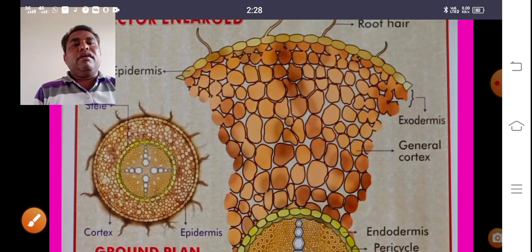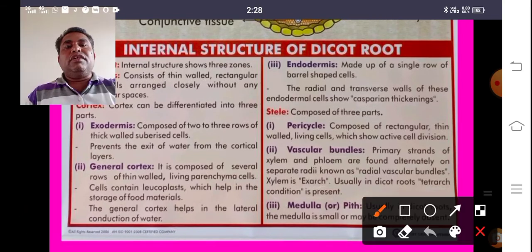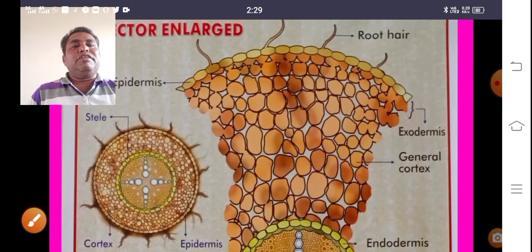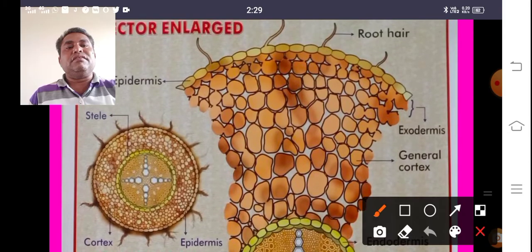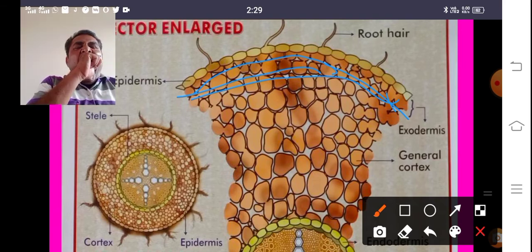Now let us go to the functions of these. Here, the exodermis is composed of 2 to 3 rows of thick-walled suberized cells, which prevent the exit of water from the cortical layers. So the main function of the exodermis is that its rows of cells are mainly responsible for preventing water loss.